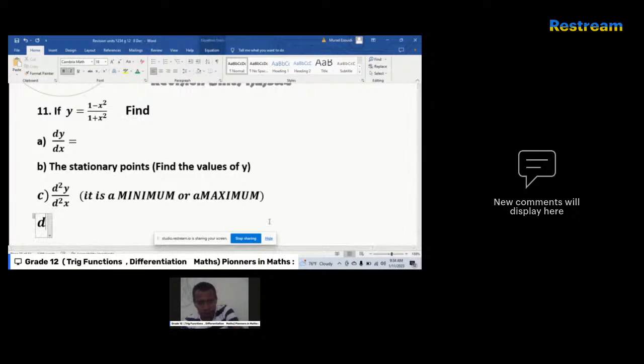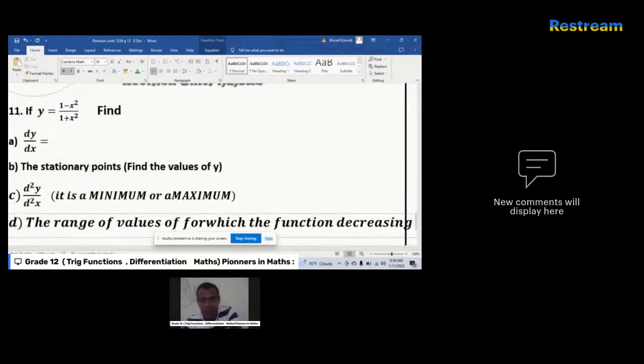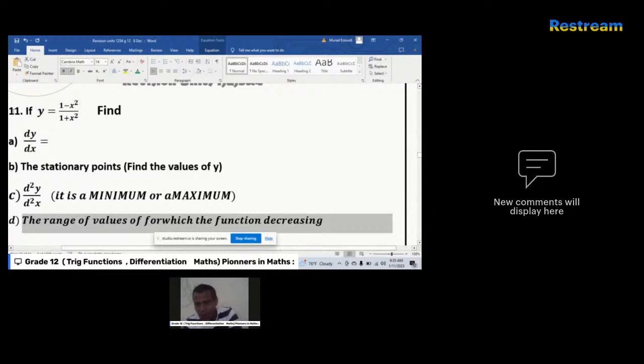Now part d: find the range of values of x for which the function is decreasing. But I'll make this one small. 14 is enough. All of them I got 14.